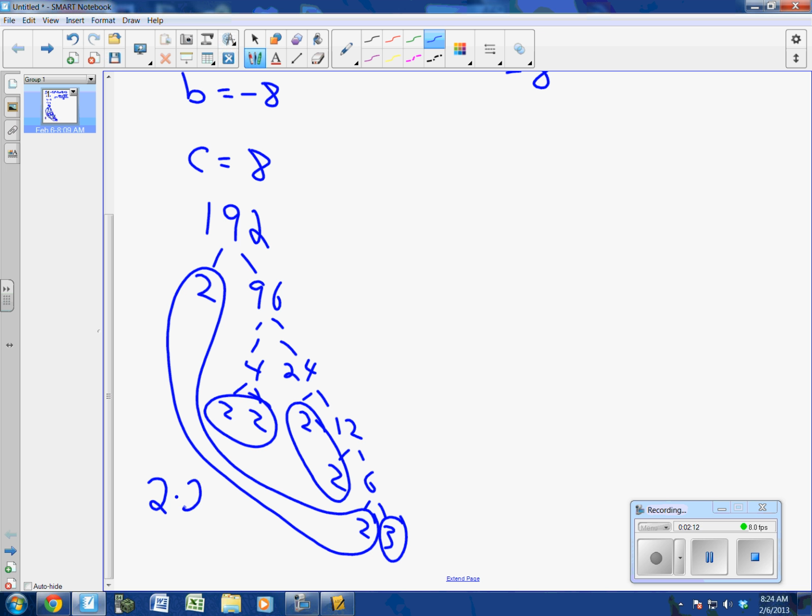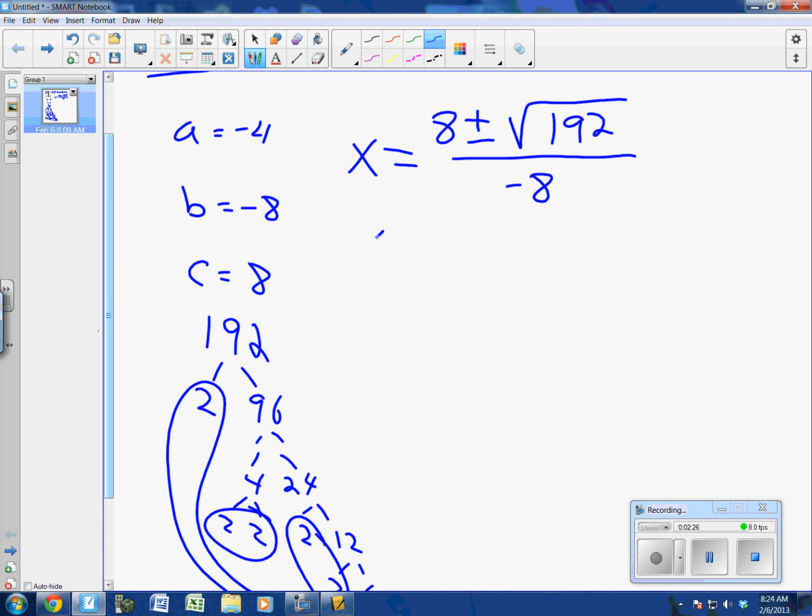2 times 2 times 2, because we take 1 from each pair, times the square root of 3, right? Well, 2 times 2 times 2 is 8, so 8 square root of 3. So we're going to go back up here, and we're going to write this as 8 plus or minus 8 square root of 3 all over negative 8. Now we look to see what number goes into these 3 numbers right here: 8, 8, and negative 8.